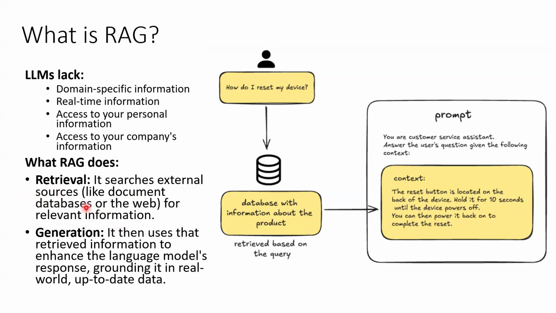So it has two main things. One is the retrieval, where we basically retrieve the data. It searches external sources like documents, databases, or the web for relevant information. Once it has that information, then there is something called generation. It then uses that retrieved information to enhance the language model's response, grounding it in real world, up to date data. So that's why the name is retrieval augmented generation, meaning we are retrieving and we are augmenting our prompt for generation purposes.